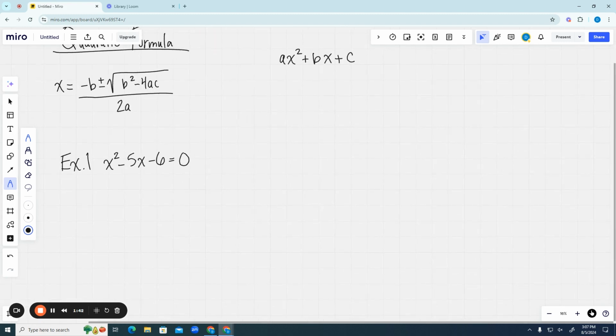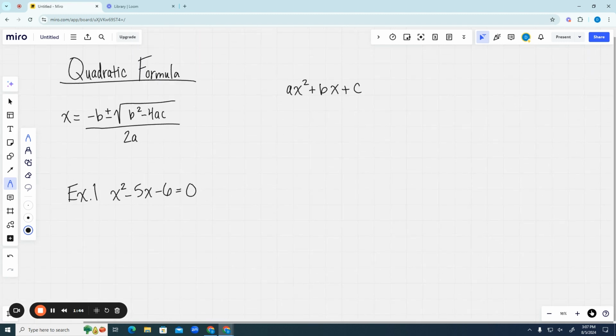So if you want to, you can label all of your pieces. Your A will be 1, because there's an understood 1 on that x squared. Your B will be -5, and C will be -6. So we're just going to fill in this formula with those pieces of information.